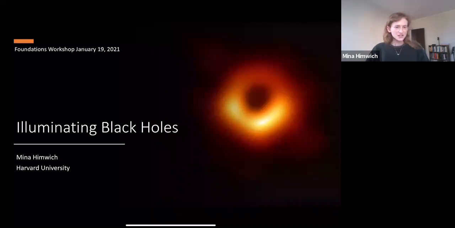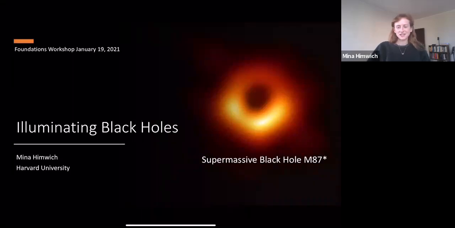So the motivation for this talk is this image shown on the first slide. It's a picture of the supermassive black hole at the center of the Messier 87 galaxy, and it's dubbed M87 star.